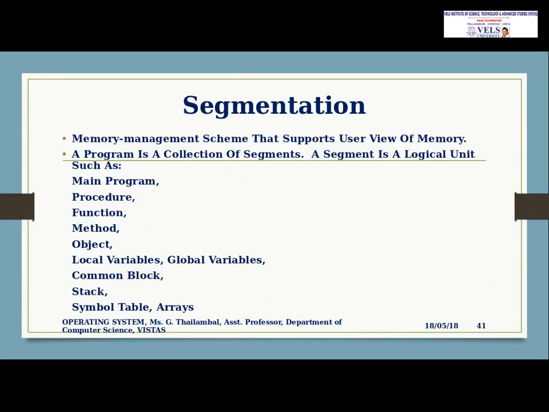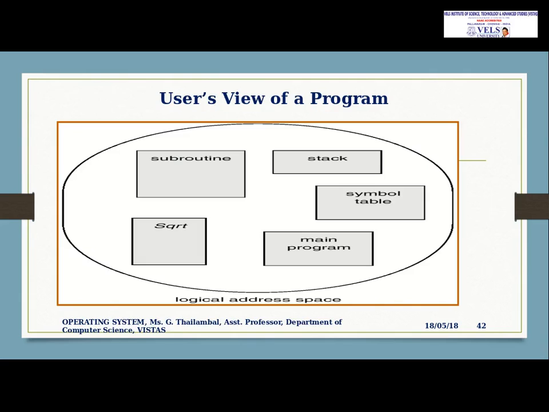In the previous paging technique, every program is divided into pages, but here every program will be taken as segments. The main program is a segment, a procedure is a separate segment, a function is a separate segment, and a method, object, local variable, stack, everything is taken as a separate segment. How is it going to access those segments?